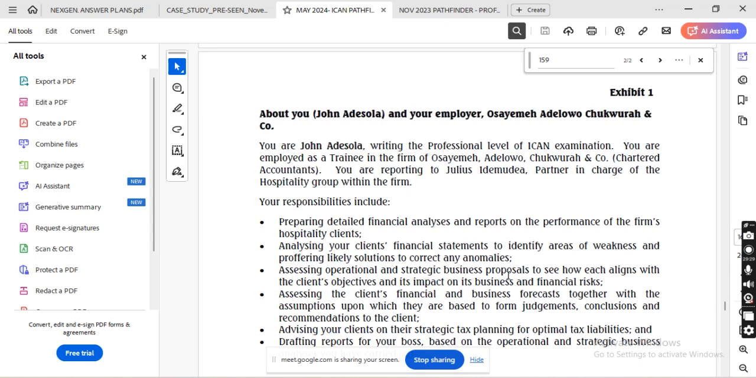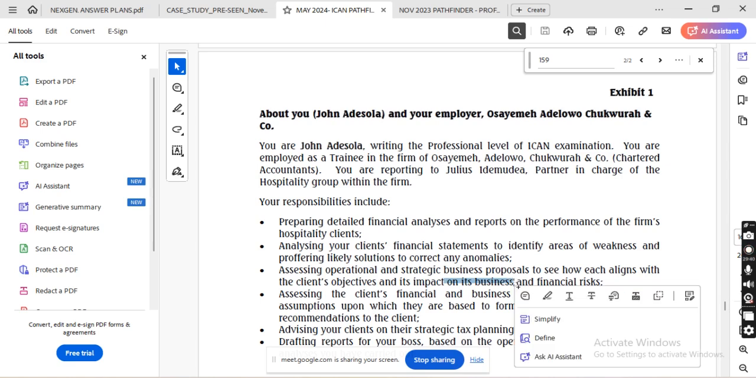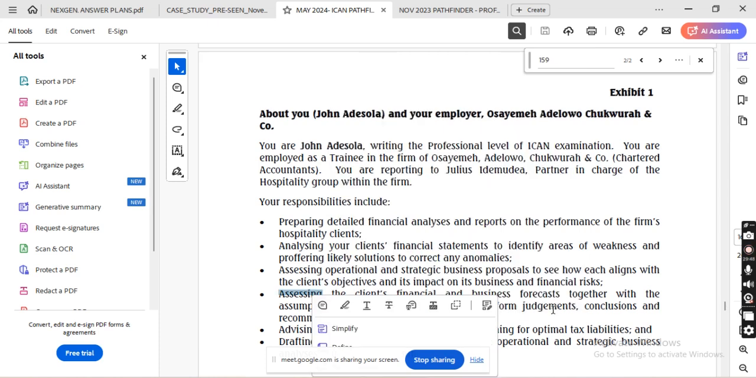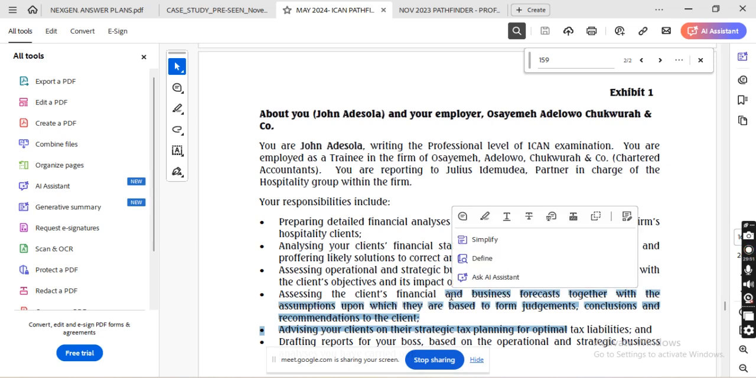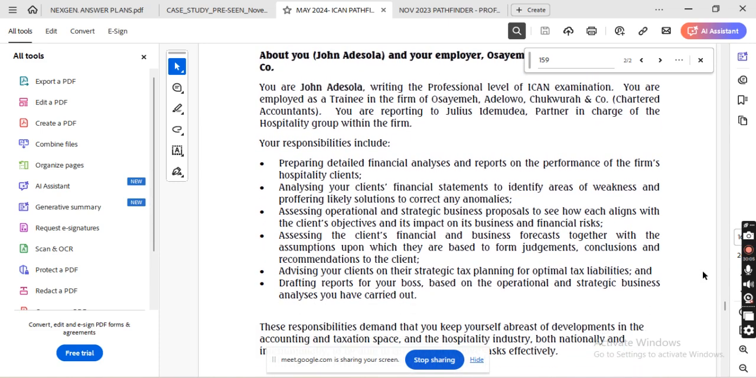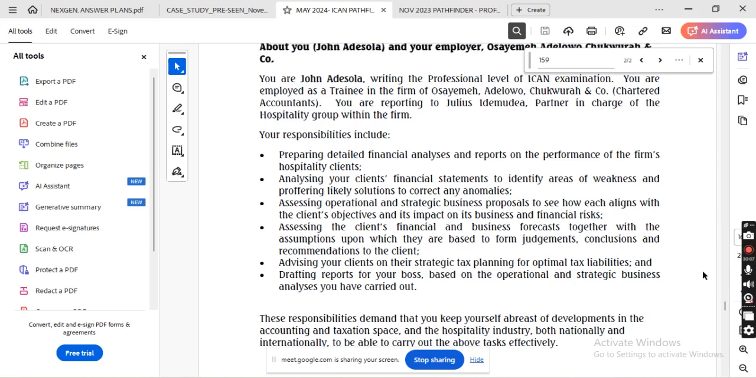Now, requirement 2 is talking about a business proposal. There is a business proposal that we want to do. In this business proposal, you have to know the impact of business and financial risk. That is another Roman figure. Then the next one is that you should do a forecast. That is Roman figure 3, because you need to do a forecast on that, to see whether the business proposal will be reliable or not. And this is a clear indication that this is an external report, because you are to prepare financial analysis on the performance of the firm's hospitality clients.